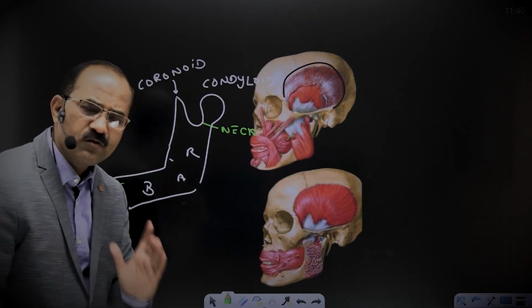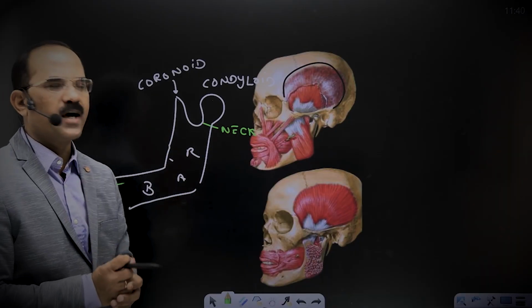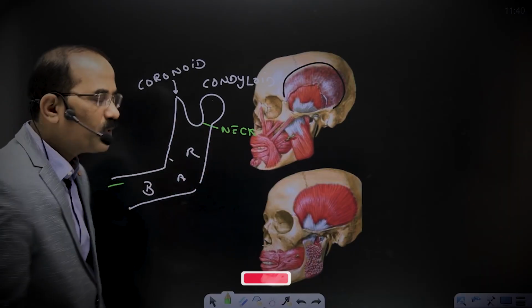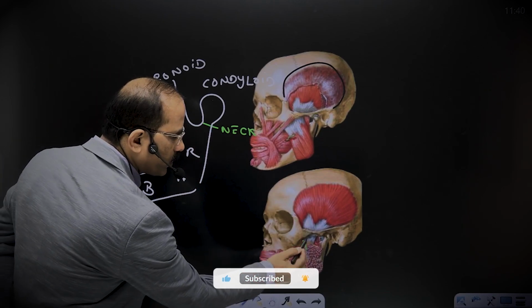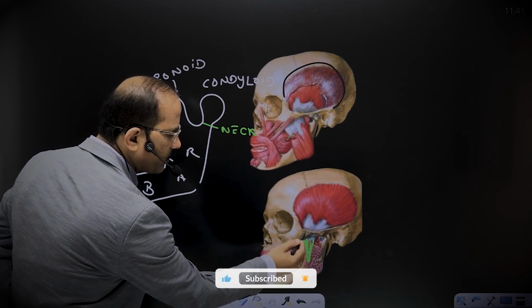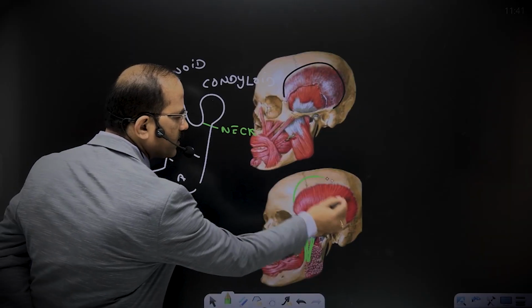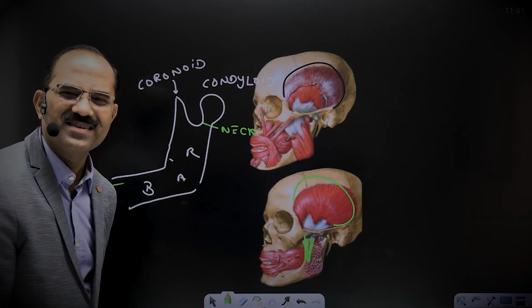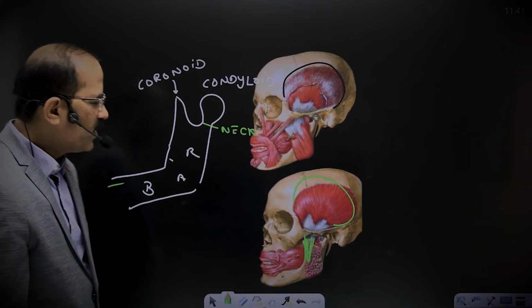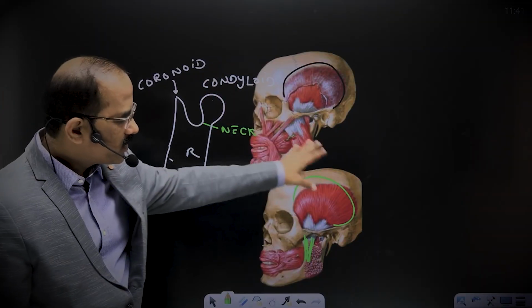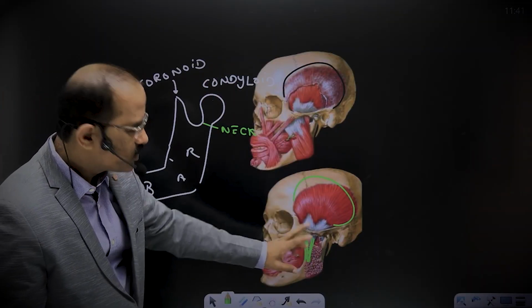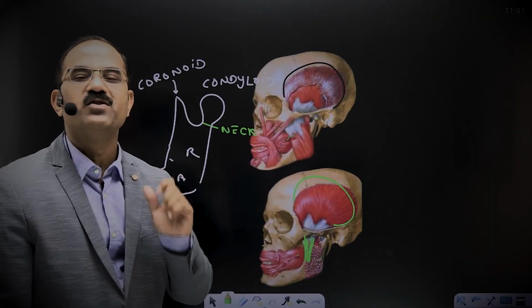So, a muscle which begins from the temporal fossa, a muscle which comes down and gets inserted on the coronoid process and the ramus of the mandible here. What is this big muscle? Temporalis. That's the temporalis, right? So, origin of temporalis is from the temporal fossa, insertion is into the coronoid process and the ramus of the mandible.